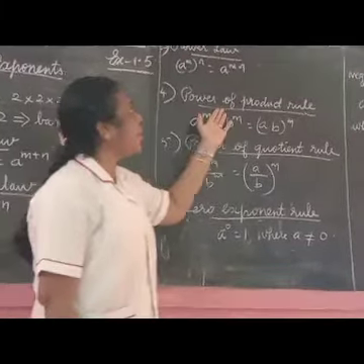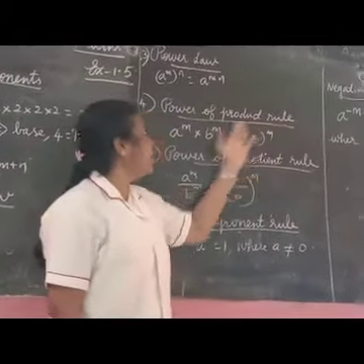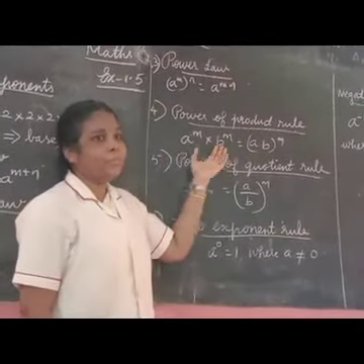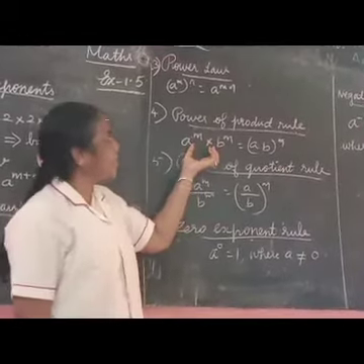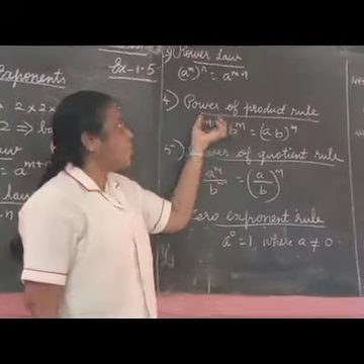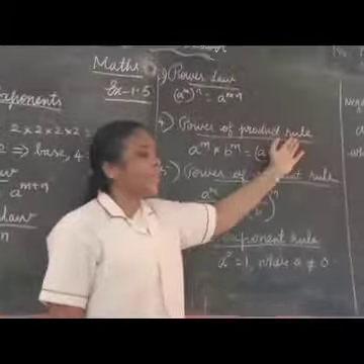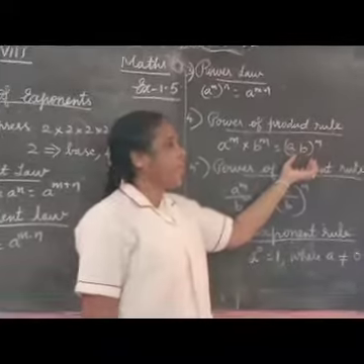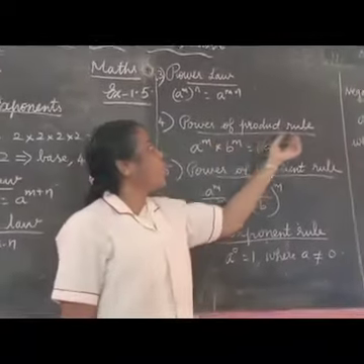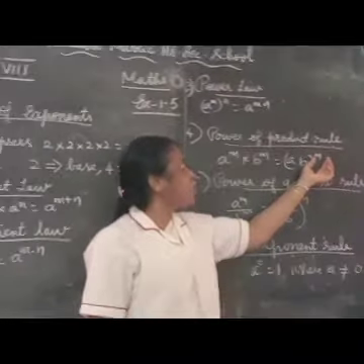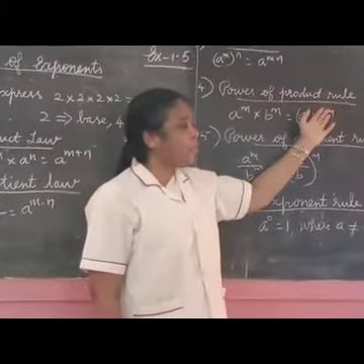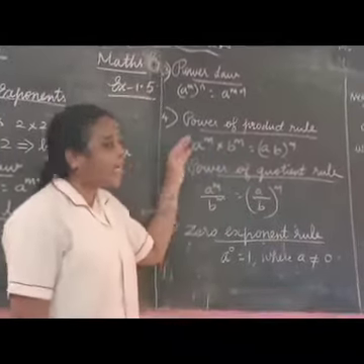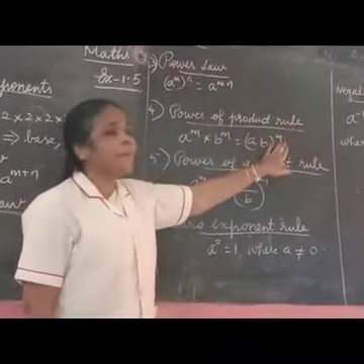Next one is the power of the product rule. If you see the base, here the bases are a and b. The bases are different, but the powers are the same. So this law is called the power of the product. So multiply the bases a into b and the power is the same, so the whole power m. Have you understood, students? Power of the product rule means the bases are different. If the bases are different, multiply the bases and write down the power.